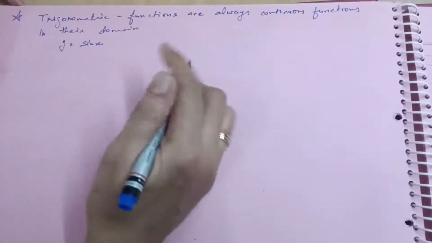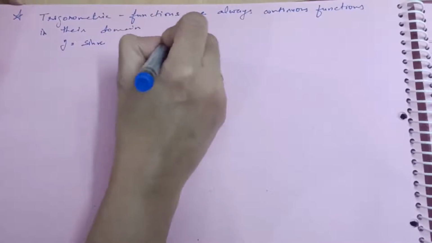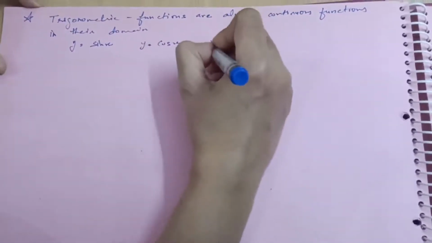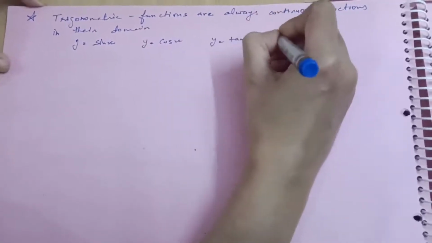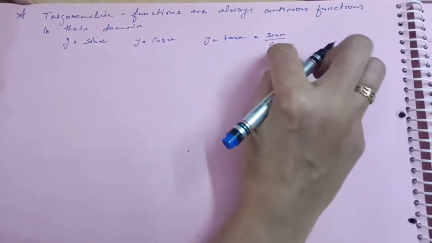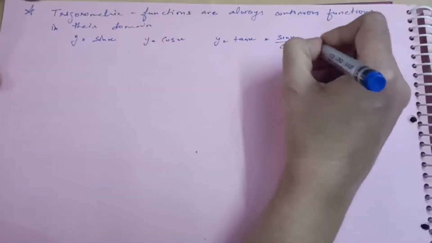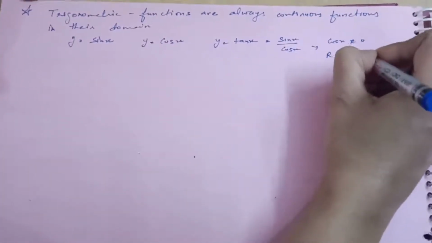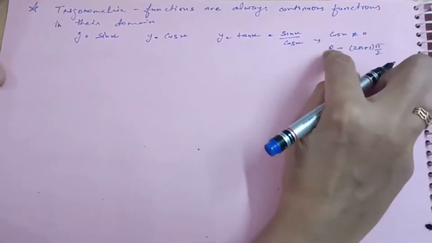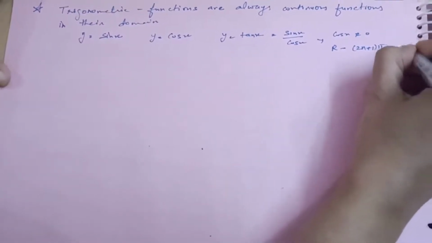Total R means real numbers, minus infinity to positive infinity. Similarly, y equals cos x is also a continuous function in its domain, that is R, the set of real numbers. But if I say y equals tan x, how will it be written? It is sin x by cos x. It is a continuous function because it's a rational function, but cos x should not be equal to 0. Cos x should not be equal to 0 means what is its domain? R minus (2n plus 1) pi by 2, because at odd multiples of pi by 2, cos will become 0. So from real numbers I subtract where cos x becomes 0, where n belongs to Z, integers.